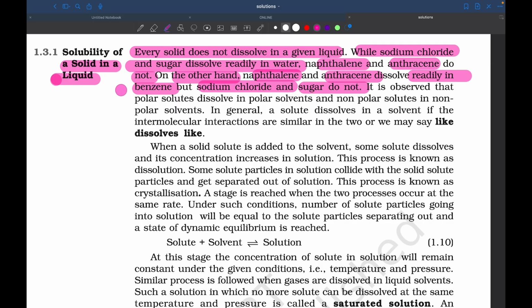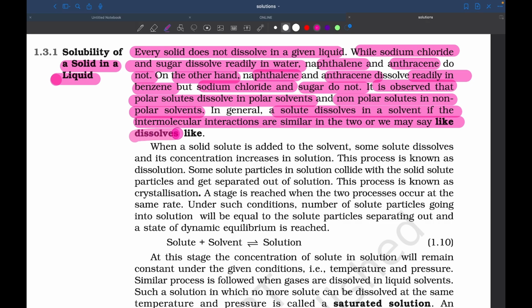Polar solutes get dissolved in polar solvents. Polar and non-polar do not mix with each other. It is observed that polar solutes dissolve in polar solvents, which makes sense. Non-polar solutes dissolve in non-polar solvents. In general, a solute dissolves in a solvent if the intermolecular forces of interaction are similar, like dissolves like.